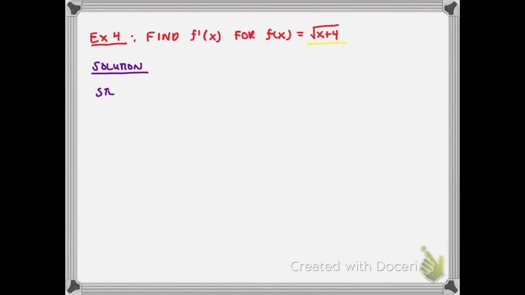So step one in our process is to find f of x plus h. Well, again, wherever I see an x in my function, I'm going to plug in x plus h. It doesn't matter if it's under a root. So it's the square root of x plus h plus 4. Okay, that's step one.